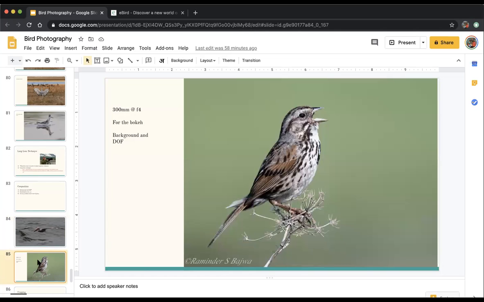And this is a simple one on background and depth of focus. There was a green bush and it's completely smeared and has become this nice green backdrop. The bird is completely in focus and it just pops right out.